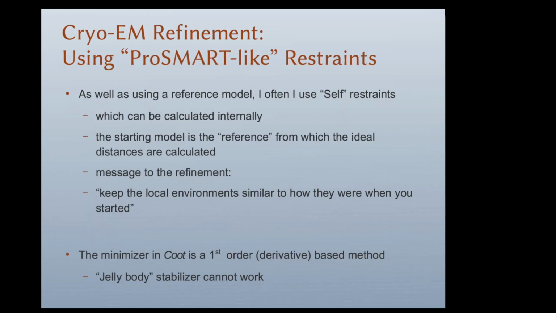In Coot, we are using a first-order derivative-based method, unlike Refmac, which is a second-order based method. And there is a technique called jelly body in Refmac to address the same sort of problem. But that technique can't be used in Coot because it uses a modification of the second-order derivatives, and Coot doesn't have those in its formulation of the gradients.